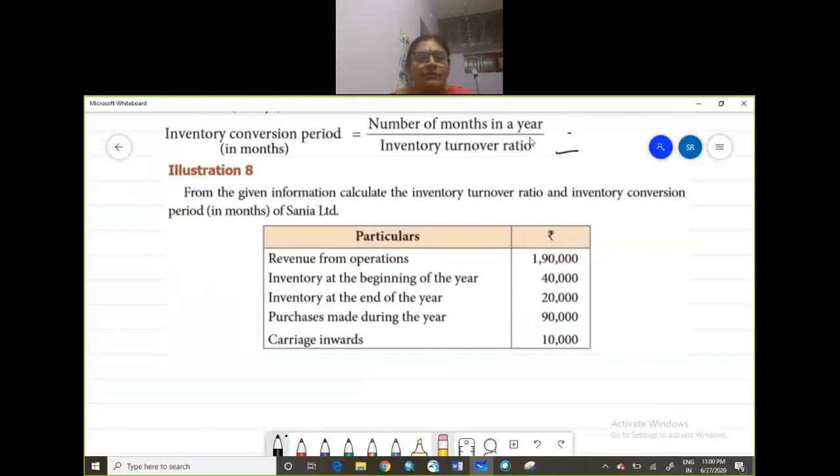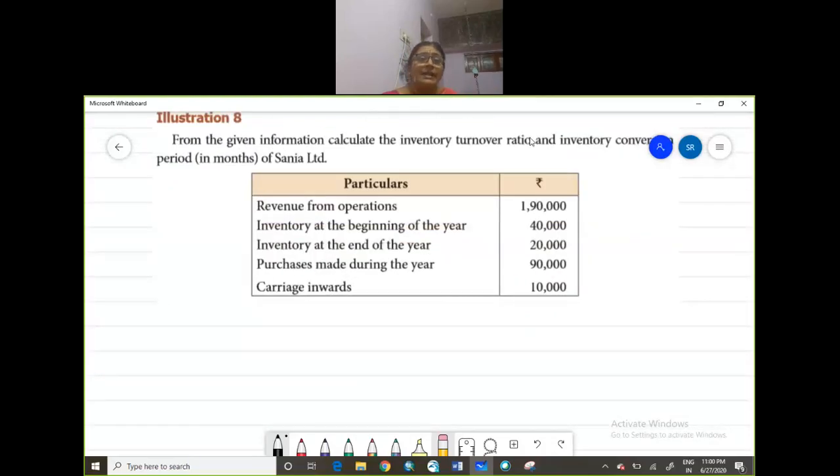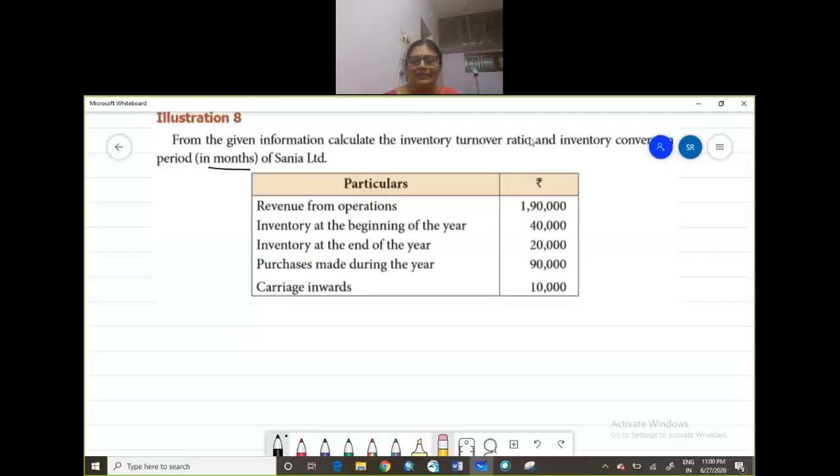From the given information, calculate inventory turnover ratio and inventory conversion period in months of Sanya Limited. They've given you some particulars: revenue from operations, inventory at the beginning of the year, inventory at the end of the year, purchases made during the year, and carriage inwards. Shall we go and calculate?